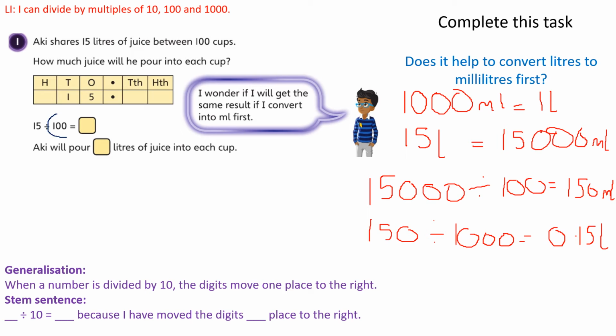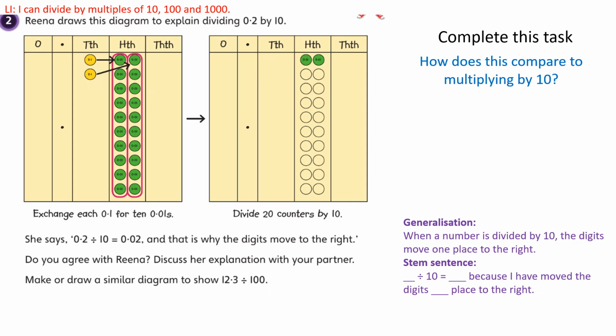So I'm dividing by 100. So if I'm dividing by 100, I move 2 places to the right. 1, 2. So that will be 5. 1, 2. So that will be a 1. Now because we have got a number after the decimal point, this must become a 0. So the answer would be 0.15 litres, which is exactly the same if we had converted it into millilitres first.